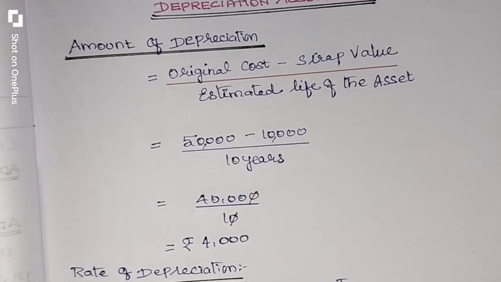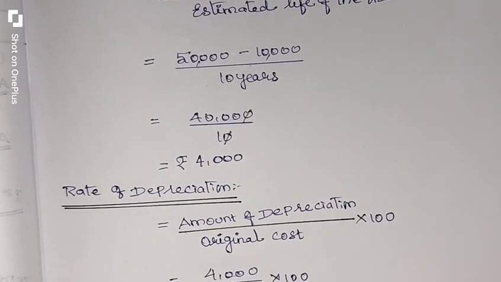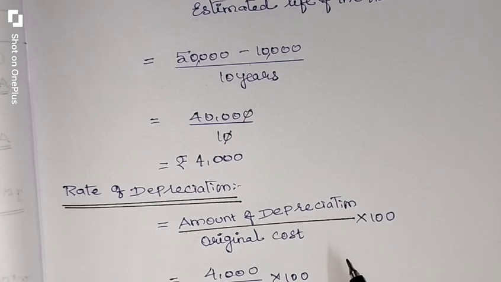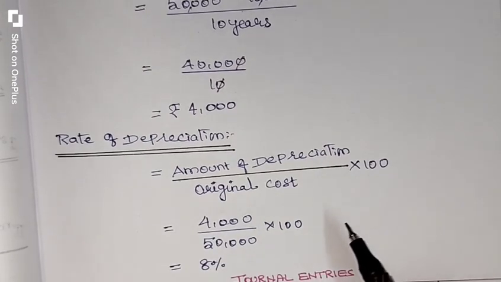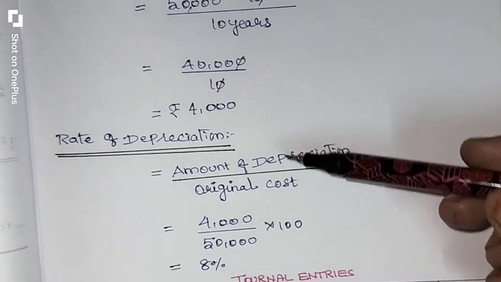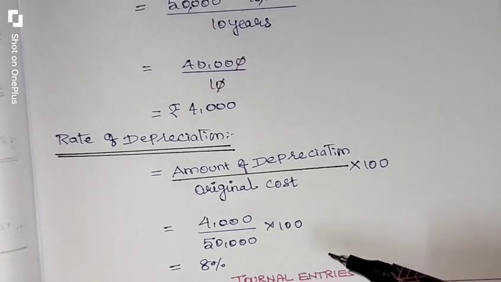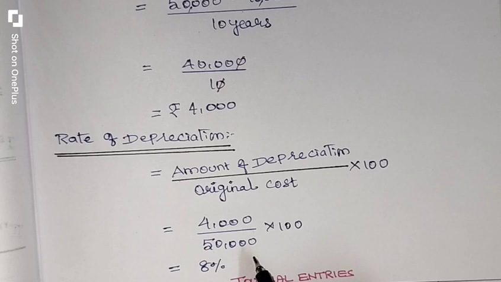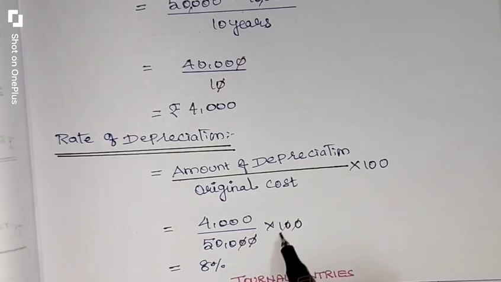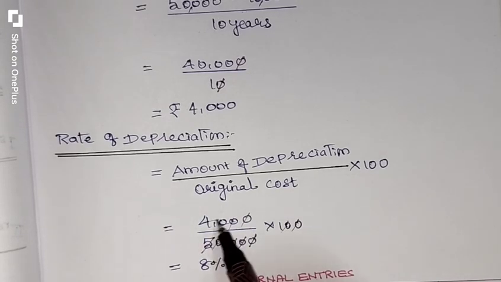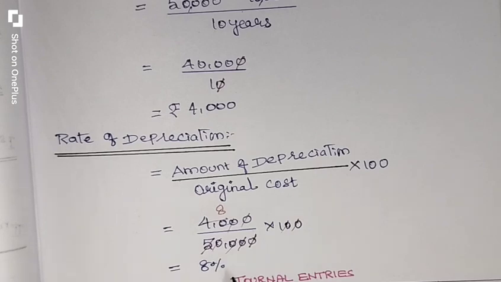Okay, let's find the calculation of rate of depreciation. The formula is amount of depreciation divided by original cost into 100. The amount of depreciation is 4,000 divided by original value 50,000 into 100. Now we are going to cancel it. This 20 for this 20, this 20 for this 20. 1 5 is 5, 8 5s are 40. So the rate of depreciation is 8%.